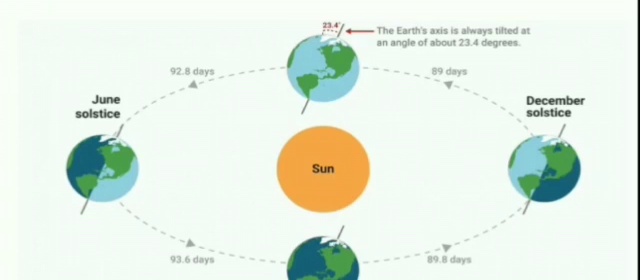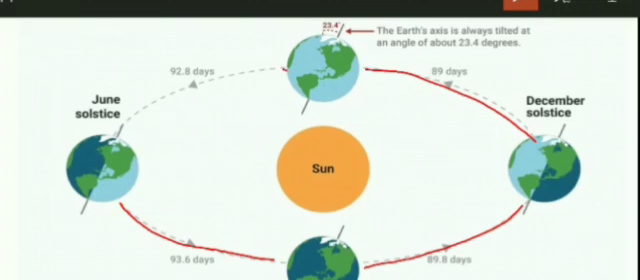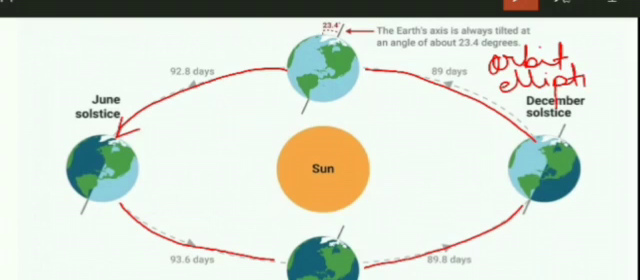Hello everyone. Let's discuss today revolution of the earth. When the earth moves around the sun, then we call it a revolution. Now, the earth is moving along this path, and this path is called an orbit. The shape of the orbit is elliptical. It is not circular.